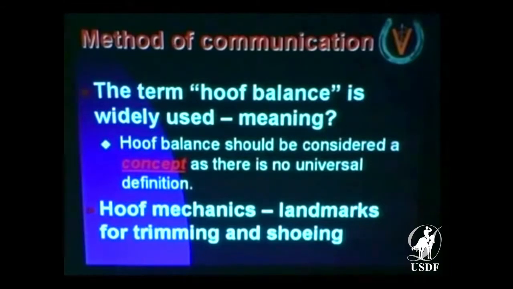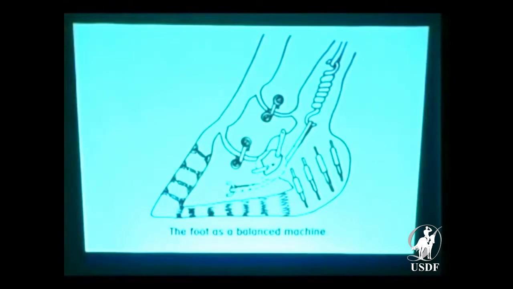So it may be worth our while to think of something like landmarks or hoof mechanics that we can use universally when we approach a horse's foot for shoeing or foot care. Again, if you look at this particular foot here, I want you to think about mechanics, because what balance would mean in this situation is that all these parts work together. And if that horse is standing still, all these parts are in equilibrium. In other words, one force opposes another.